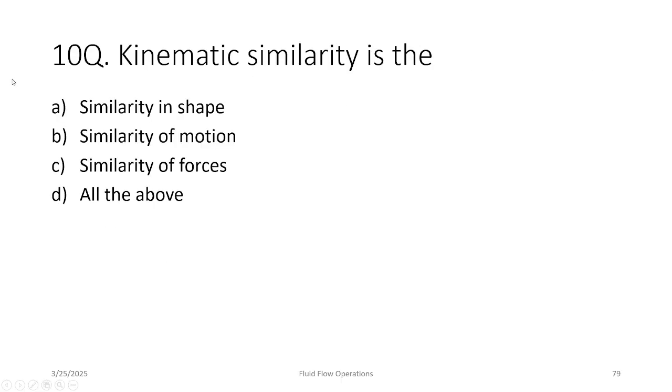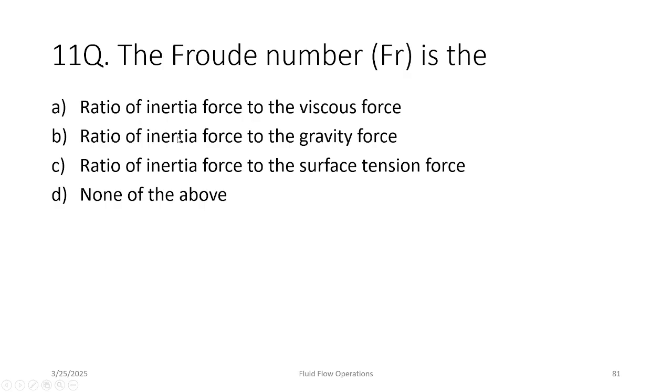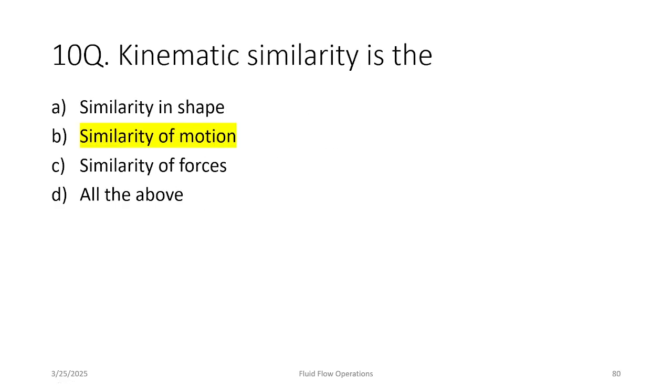Okay. So coming to 10th question, kinematic similarity is: option A, similarity in shape, option B, similarity of motion, option C, similarity of forces, option D, all the above. So it is similarity in motion, that is option B. Okay. And what about dynamic similarity? It is similarity of forces.